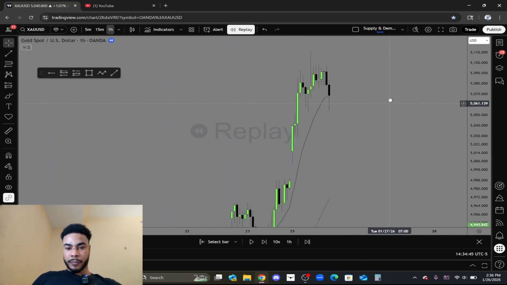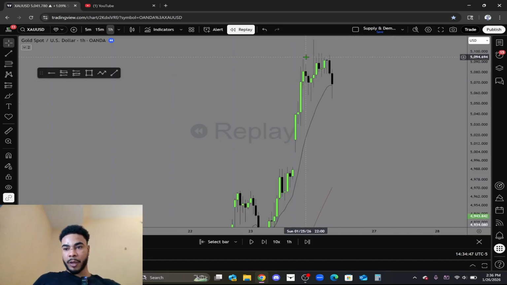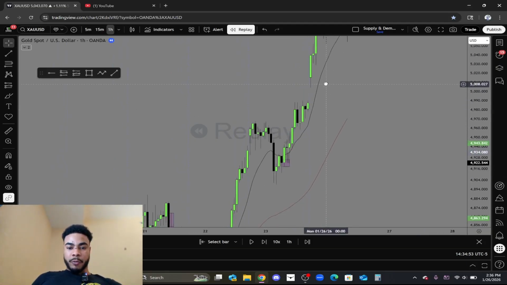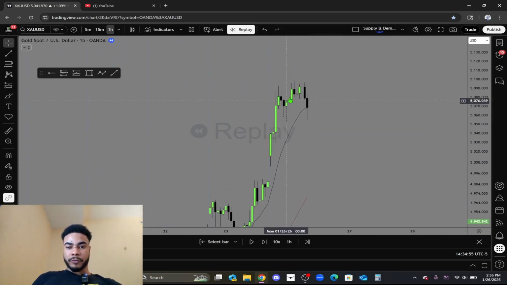And if we look on the higher time frame, we can see that price has been on an uptrend ever since. Right now gold is at all-time highs. It finally reached 5,000 per ounce. Price is on an uptrend. Eventually price is gonna have to retrace, pull back, to then continue the uptrend.